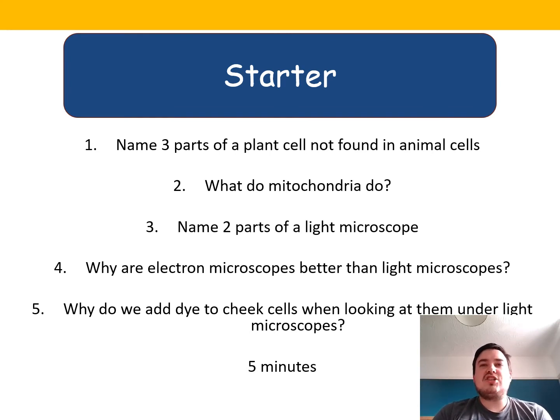We add dye to cheek cells and look at them under light microscopes, because if we didn't add dye, those parts of the cell that we're looking at would not be very easy to see, and dye makes them much more visible. Great, so you should have had a go at those 5 questions and written down answers on your sheet. I'd recommend, for your own memory, that you write those out as we go along as well, because writing stuff down does make it more memorable. I recommend you spend time doing that.